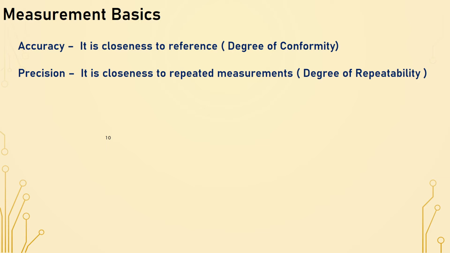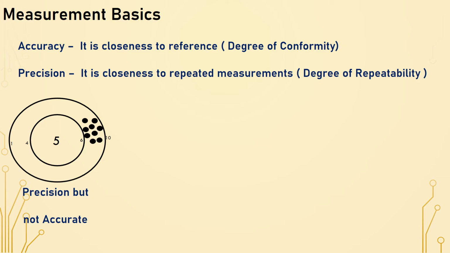And second one is precision. It is the closeness of repeated measurements, also called degree of repeatability. Because if you are taking 10 readings, how close each and every reading is to each other, that is called precision. If variation is more, that means your precision is not good. So let us have some examples below.